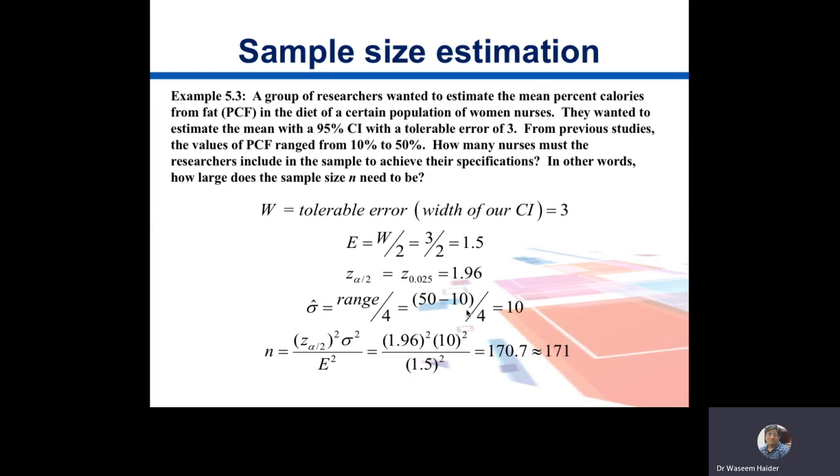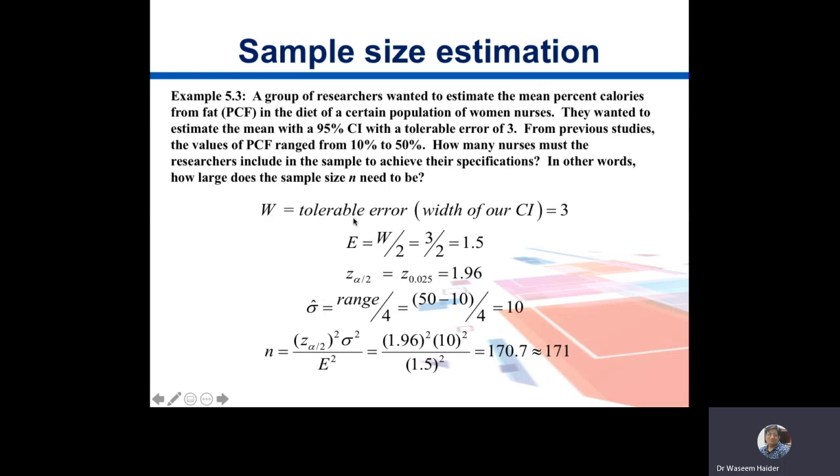So let's understand this with an example. Suppose we have a group of researchers. They want to estimate the mean percent calories from fat, PCF, in the diet of a certain population of women nurses. They want to estimate the mean with a 95% confidence interval and a tolerable error of 3. From previous studies, the values range from 10% to 50%. How many nurses must the researchers include in the sample to achieve their specifications? In other words, we are looking for our sample size.